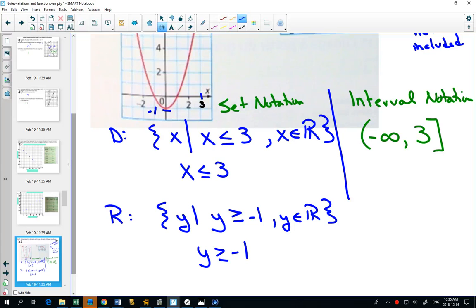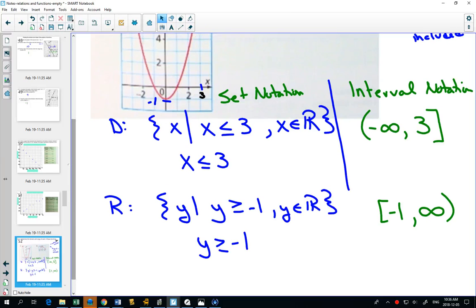In interval notation, it has the smallest value, negative 1. Negative 1 is included, and it goes up forever. So then we would have infinity on that side. If it says find the domain and range, usually it won't say which type of notation, and you get to choose. So you can say, oh, I like this one better than that one.